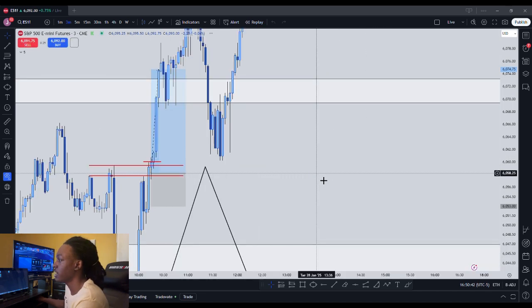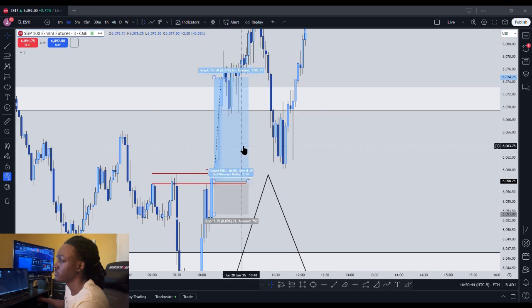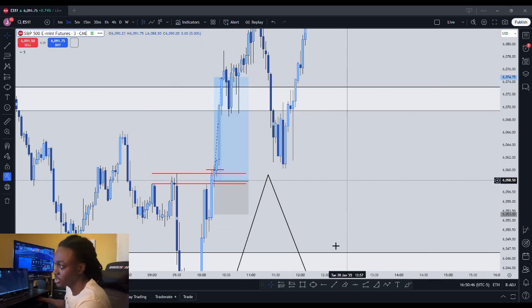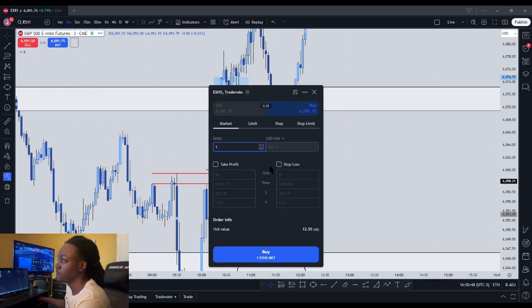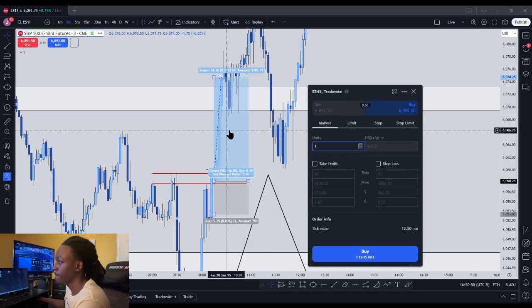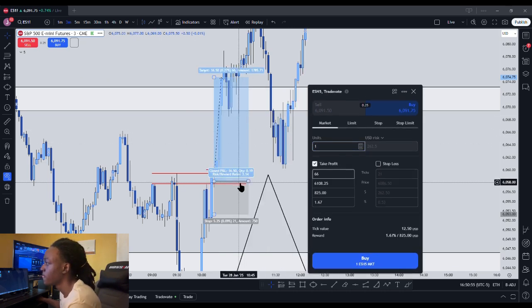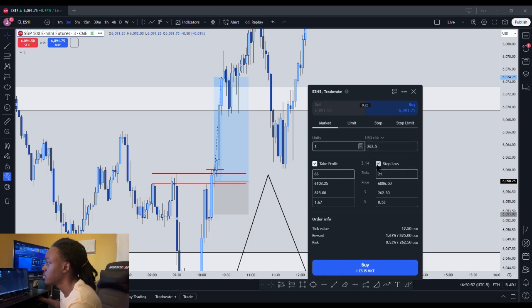All right, let's see exactly how much money I would have made if I would have taken this move on ES instead of MES1. So, oh wow, here it is. It's already here. 66 take profit and 21 stop loss. So I would have risked $262 to make $825.